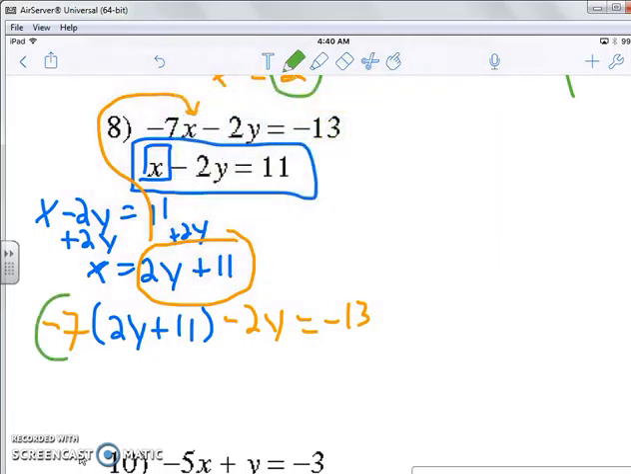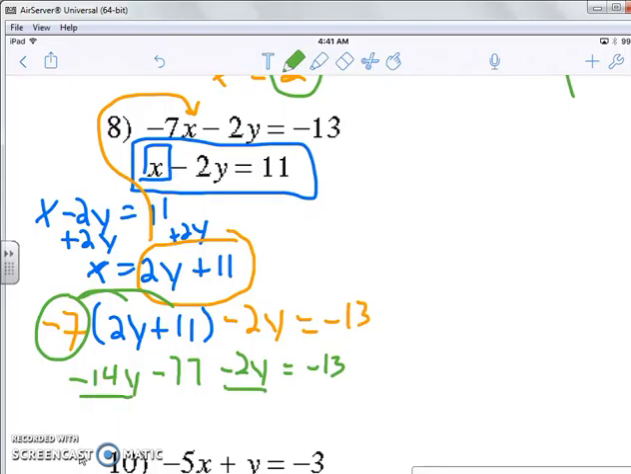Now I need to simplify, so I'm going to distribute the negative 7. So negative 7 times negative 2 is negative 14y. Negative 7 times positive 11 is negative 77. Minus 2y equals negative 13. I have some like terms. Negative 14y minus 2y is negative 16y. Minus 77 equals negative 13. I'm going to add 77 to both sides.